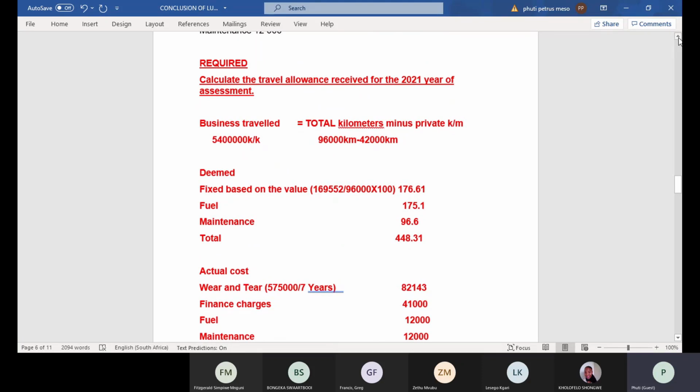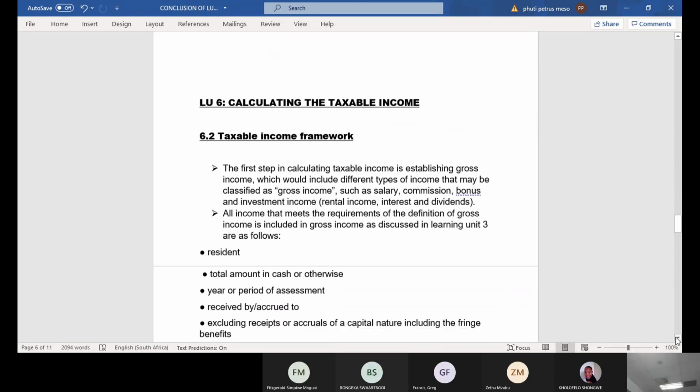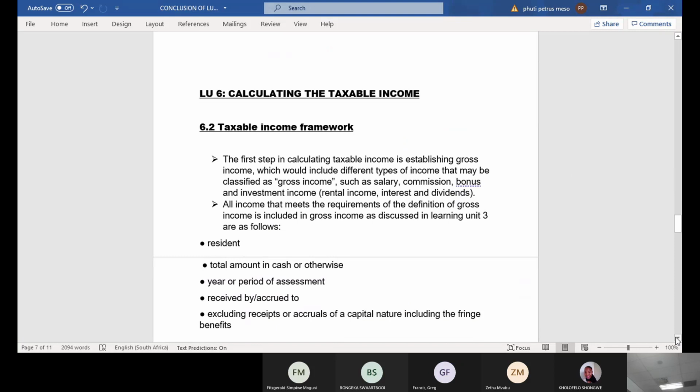But anyway, is there anyone who needs clarity on this? Is everybody happy? Right, our next segment is the calculations of the taxable income.